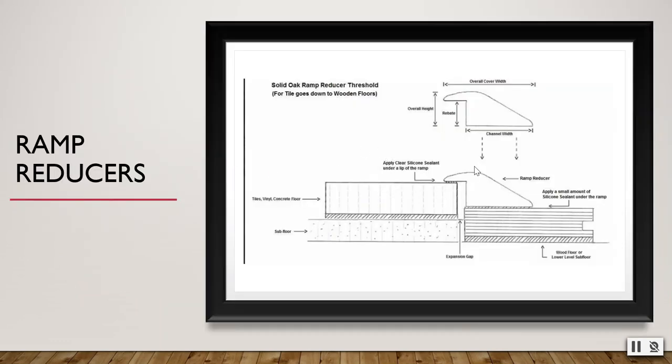So here is an even different type. We call these ramp reducers. It's a different type of transition strip, something very thick here, and it goes into a lower area. You need a transition strip that kind of ramps and gently eases into the flooring so that you don't create too large of a step up and no one can trip on this. So this is called a ramp reducer, and these are important too.